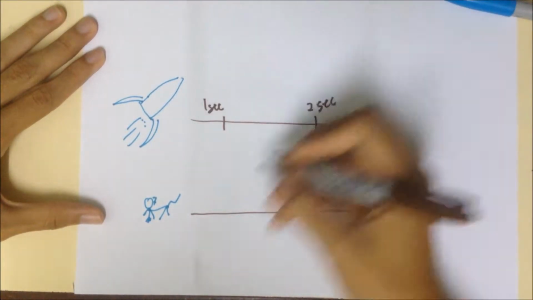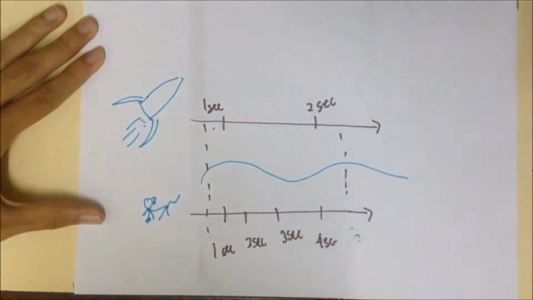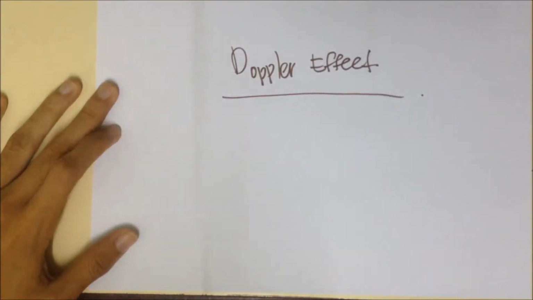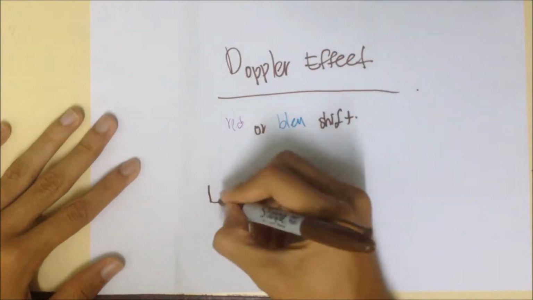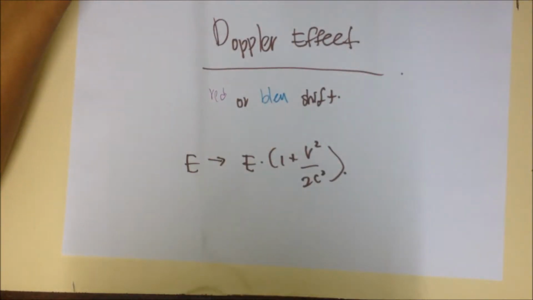Except now that you are moving, special relativity tells us that time passes at different rates for you and the cat. So you will measure a different value for the frequency, and thus the energy, of the flash of light. This is the relativistic Doppler effect, and for our purpose, it amounts to multiplying the energy of the light by 1 plus your velocity squared divided by twice the speed of light squared.